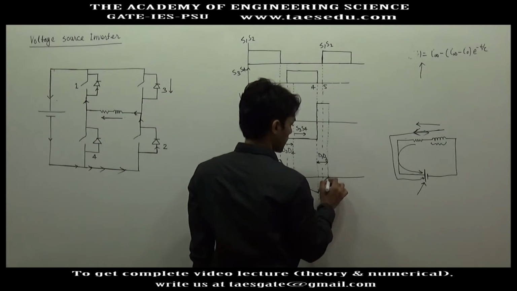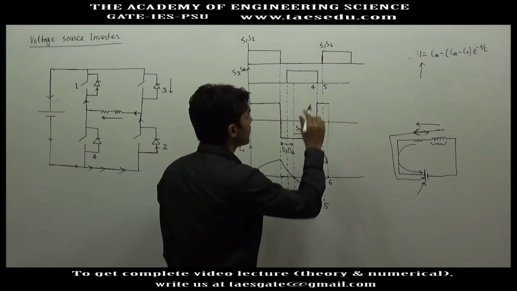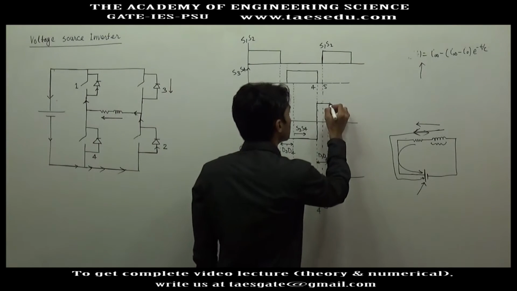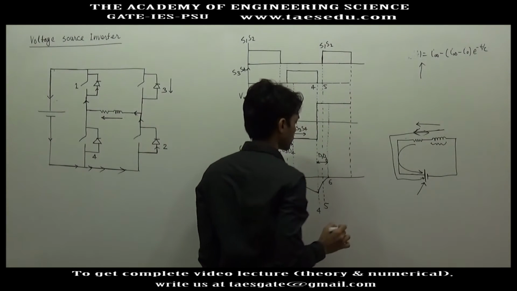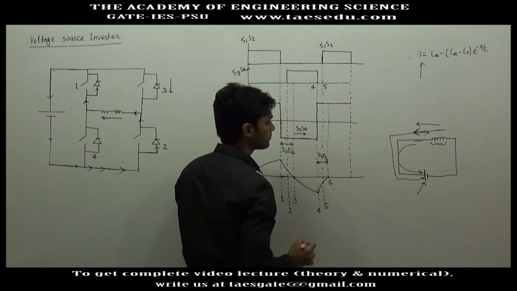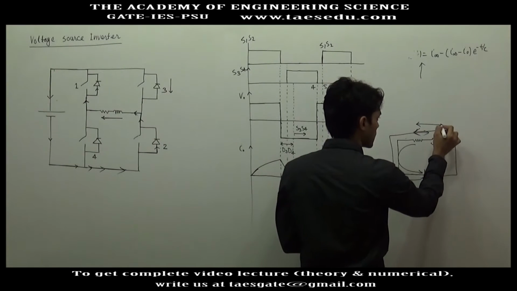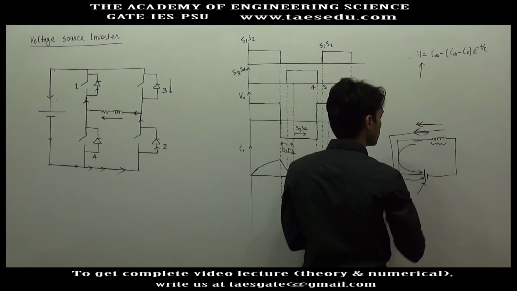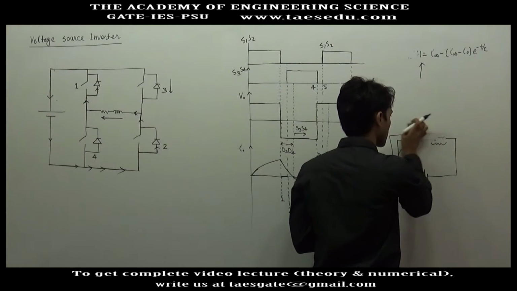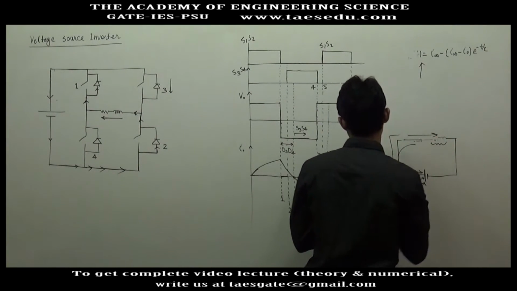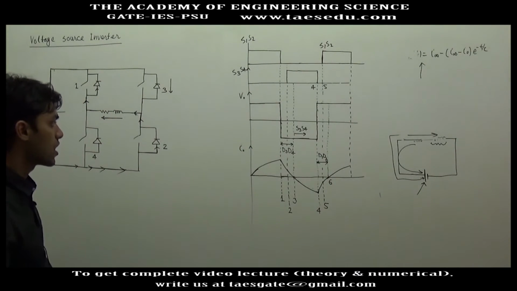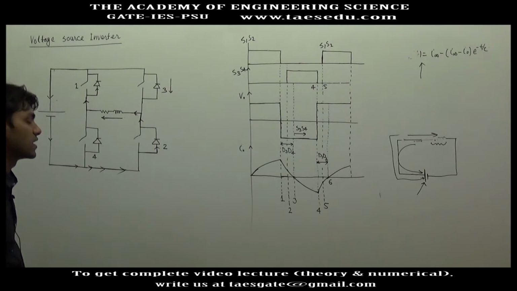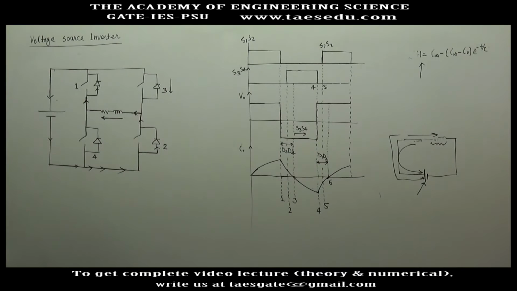And after 6, S1 and S2 will be turned on, so again you will get positive voltage. And since current is 0, the opposite direction of current has decayed to 0. So now current will start rising in positive direction. Now you can observe that whenever diodes are conducting, the output voltage and the current have opposite sign.